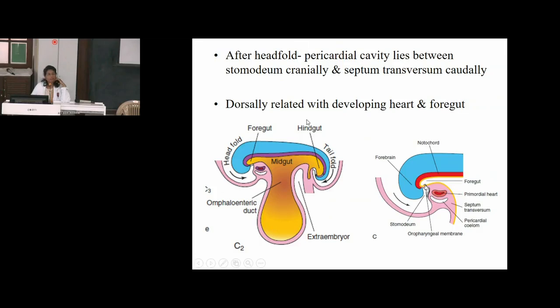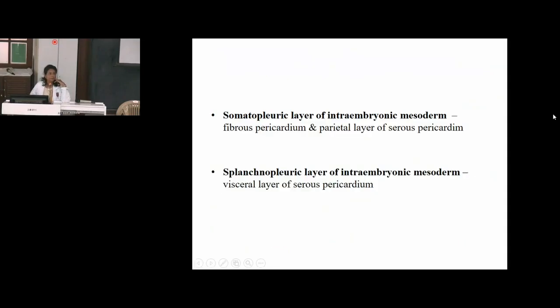So this is how the relations change after the head fold. Right? Understood everyone? Can anyone narrate what the changes are after the head fold? Can anyone narrate how the relations were before the head fold and how they are after the head fold? From the back side.